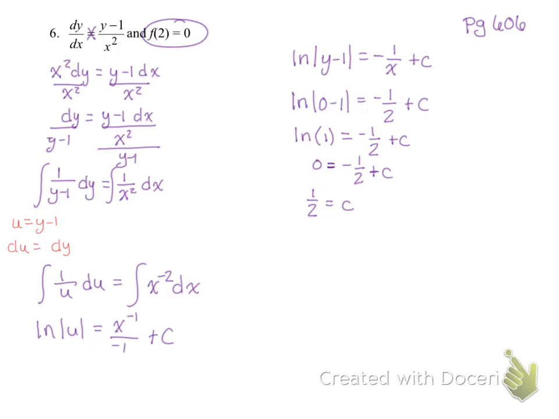Now we have the natural log of the absolute value of y minus 1 is equal to negative 1 over x plus 1/2. We're not done. We have to get y by itself. So to get rid of that natural log, we have to raise everything to the e. That's going to cancel out. We have the absolute value of y minus 1 is equal to e to the negative 1 over x plus 1/2.